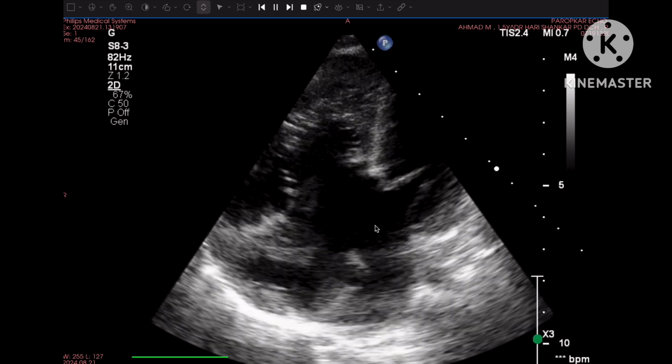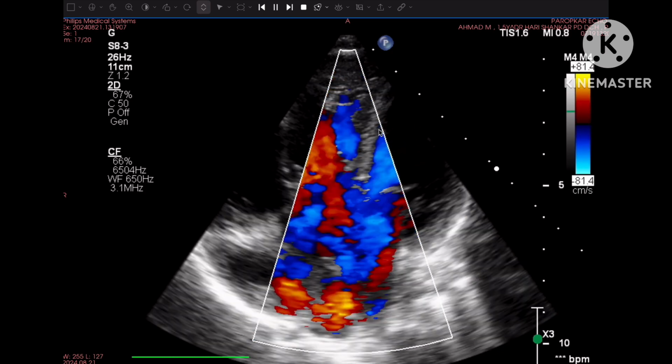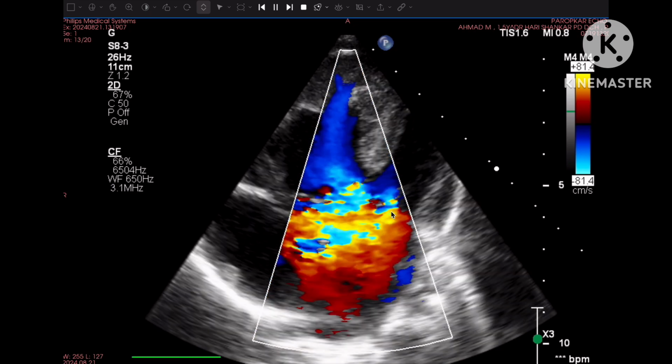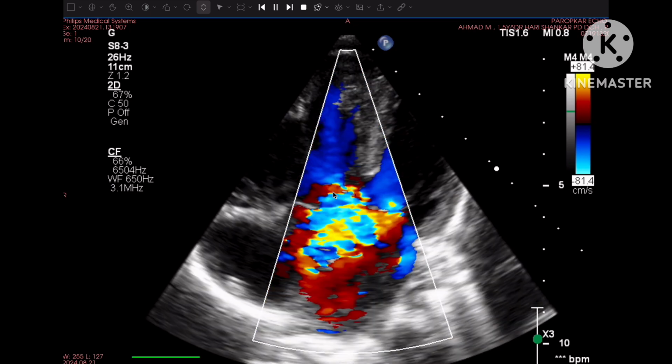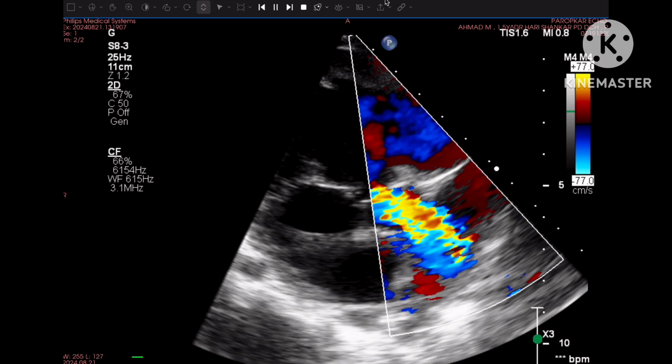Again, this is common AV septal defect. Same thing, you can see this mitral portion of AV valve regurgitation. This is the tricuspid side of AV valve regurgitation. Severe AV valve regurgitation needs early surgical procedure.